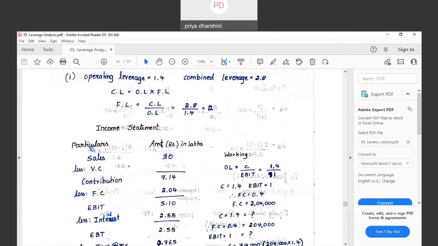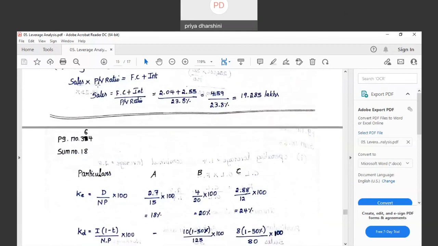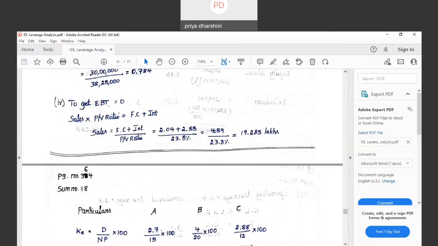For earnings before tax to be 0, what does it mean? The contribution, which is the positive figure, should be sufficient to meet the fixed operating cost and fixed financial cost. How do you measure contribution? It is sales into PV ratio. So, sales into PV ratio, which is the contribution, should be sufficient to cover the fixed cost and interest, right? So, how much is sales? The question is about sales. How much is sales? It is fixed cost plus interest divided by PV ratio. Hence, you get this amount of sales, which will make your EBT 0.